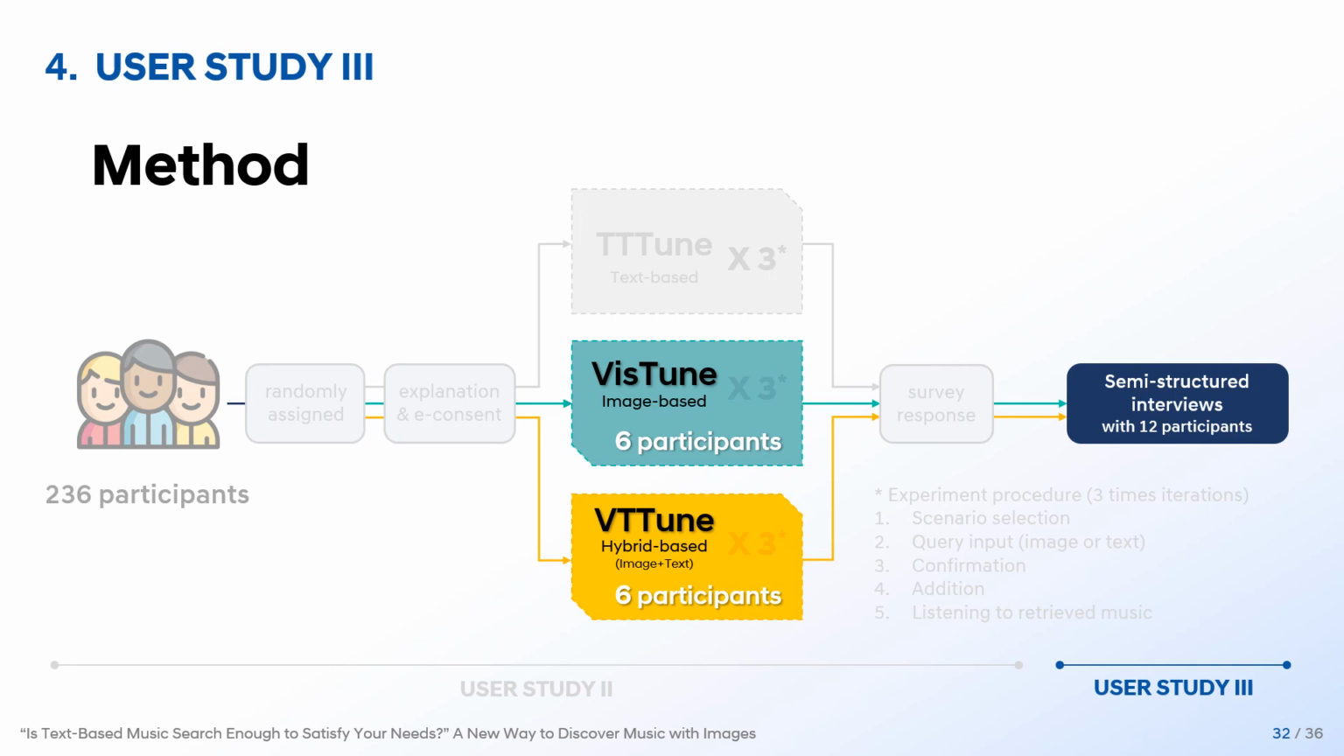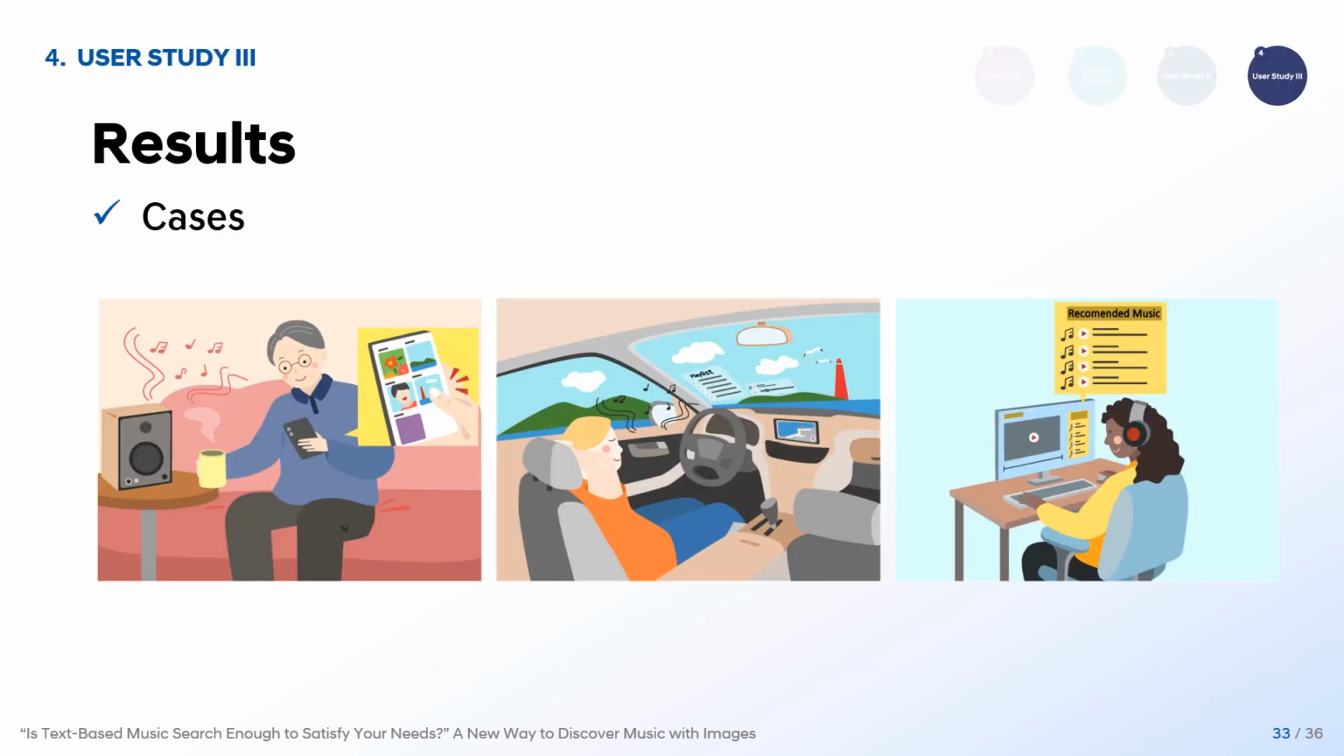In User Study 3, we derived potential scenarios for using image-based music search systems through semi-structured user interviews. We recruited 6 participants who had experienced VisTune and 6 who had experienced VTTune in the previous experiment for interviews. Interviews with them yielded 3 scenarios.